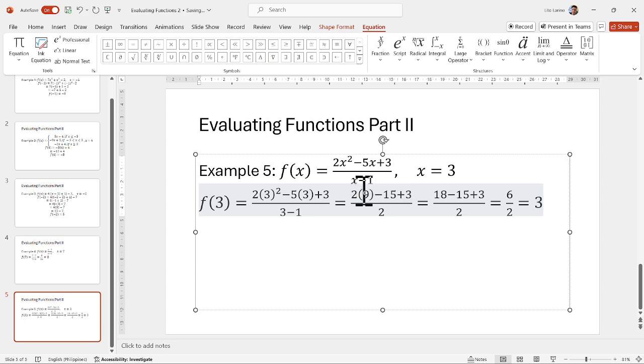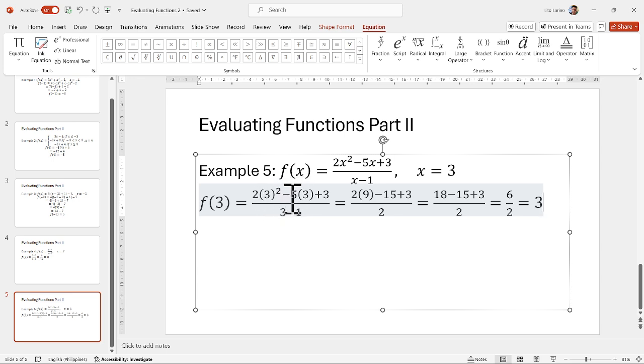So again, when we evaluate this kind of function, this is a rational function, we will do the same process, which is we will substitute the specified value of x in our function and resolve to get its y value. And that is, in this case, when we substitute x as 3 in our function. Let's just have a short review.